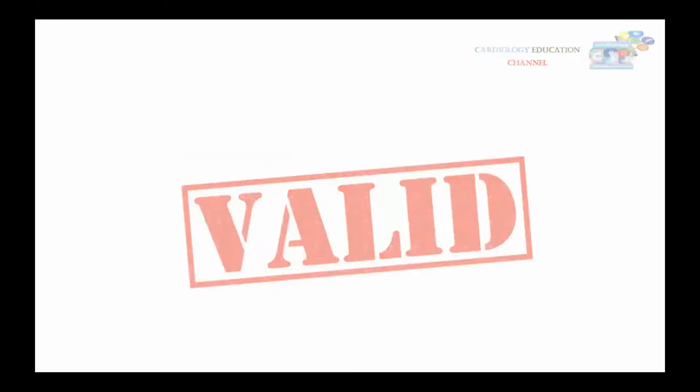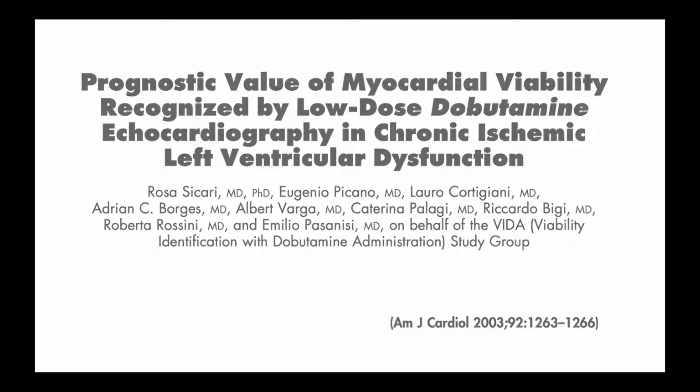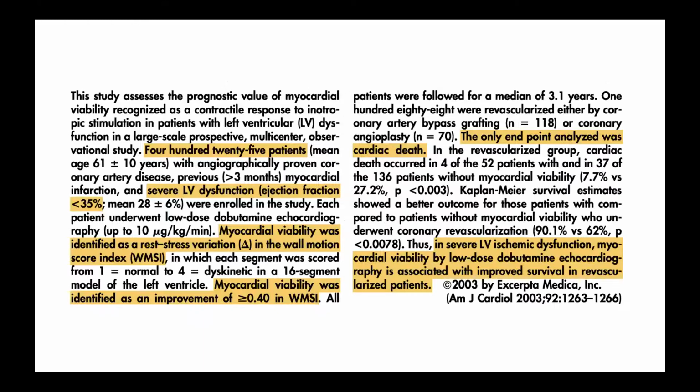It starts with the prognostic value of myocardial viability recognized by low-dose dobutamine in a paper published by the American Journal of Cardiology in 2003, which included 425 patients, which is a big number, with severe LV dysfunction, who underwent dobutamine stress echocardiography. They defined myocardial viability as improvement of more than 0.4 of the wall motion score index, and the only endpoint was cardiac death. The patients who were viable and had revascularization of the viable myocardium had improved survival compared to the patients with non-viable myocardium by dobutamine stress echocardiography.